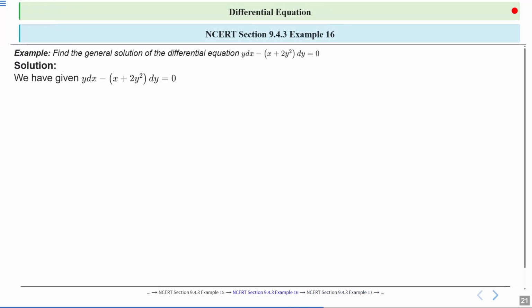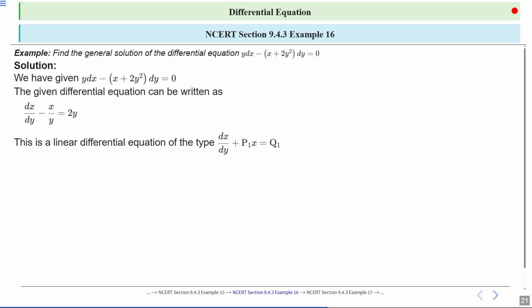We are given y dx minus x plus 2y square dy is equal to 0. That's our given differential equation. So it can be written as dx by dy minus x by y is equal to 2y. We just simplify the given differential equation, transform it and rewrite it in the standard form, that is dx by dy minus x by y is equal to 2y. We do algebraic manipulation.